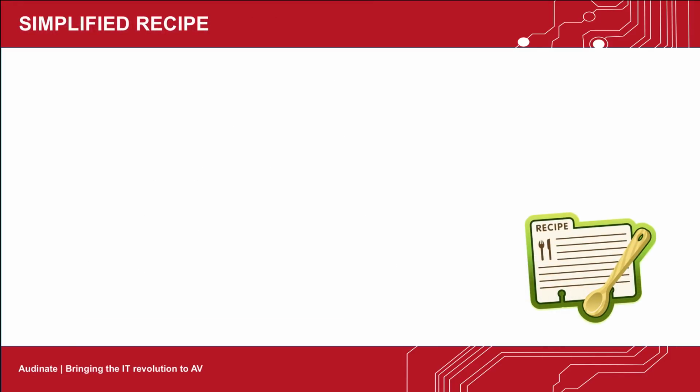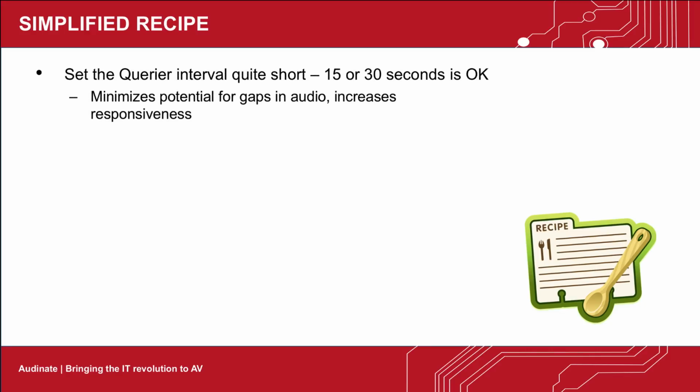So here's a simplified recipe. Using short query intervals is okay. For a lot of applications, this is not the kind of thing you want to do, but in the audio applications that Dante represents, this is fine. So running a query interval that's very short for about 30 seconds is just fine. What this will do is that it'll keep the state of the system fresh so that when things change, they get reflected quickly, and if something gets missed or something goes wrong, there is an opportunity to fix it.